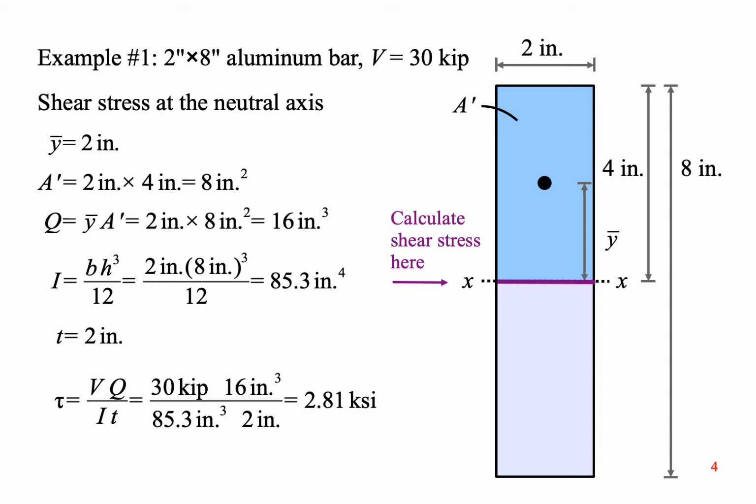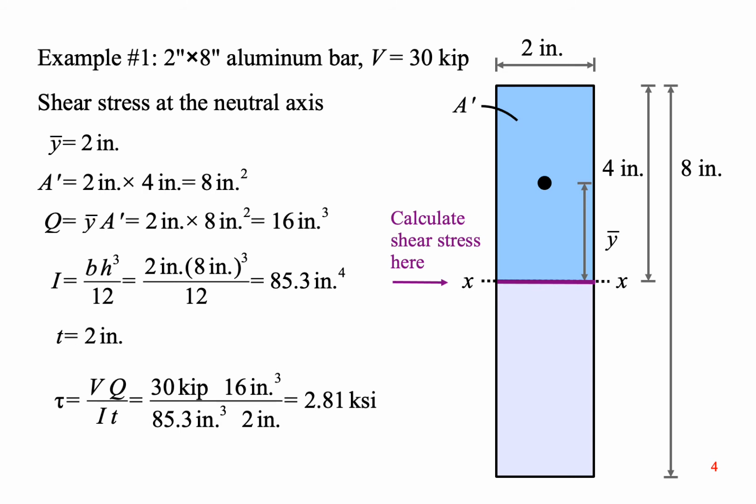Start by drawing the cross-section, marking A prime, the centroid of A prime, and the distance y bar from the place where we're calculating shear stress to the centroid of A prime. Y bar is 2 inches and A prime is 8 square inches, so Q is 16 inches cubed. The moment of inertia of the entire cross-section is 85.3 inches to the fourth, and the thickness of the beam is 2 inches. Putting it all together, the shear stress at the neutral axis is 2.81 ksi.